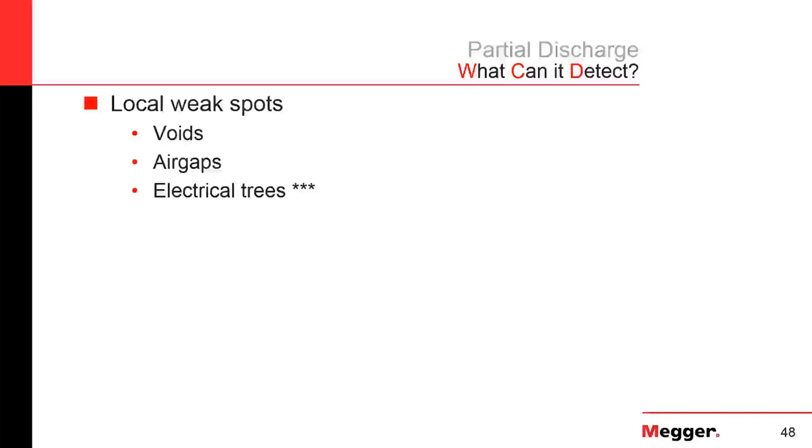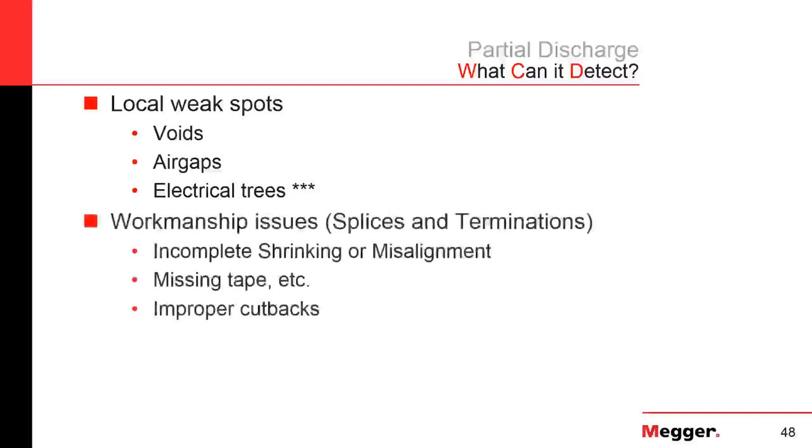So your chances of taking that cable out of service while that tree is there, but before it fails the cable, are pretty slim. So it will detect it if you're lucky enough to pull the cable out of service at the right time.